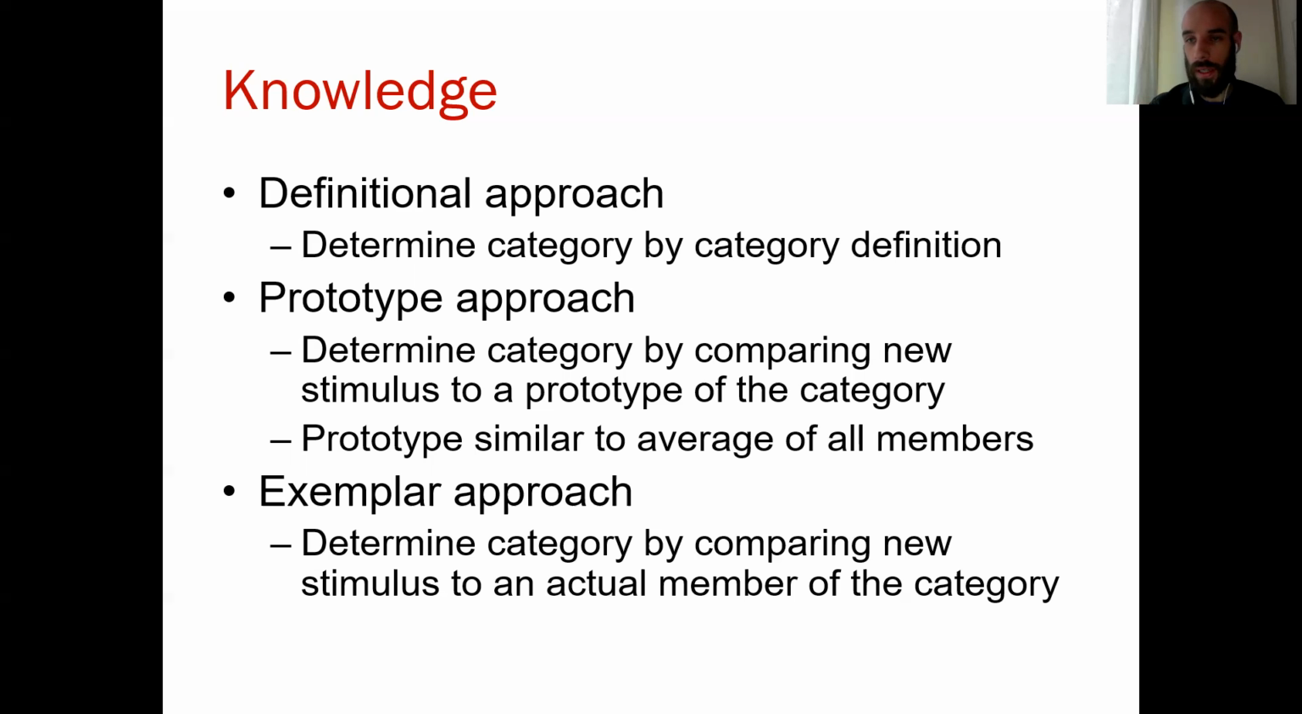The prototype approach, on the other hand, is, let's say you have dogs and cats again. You would average all of the cats that you've seen into one prototype cat. So this is like the most average cat. And this is something your brain just does. It just comes up with a prototype. Then when you encounter a new stimulus, a new creature in this case, you compare that creature to the prototype. So you're almost like visually comparing the two to see how many features they share.